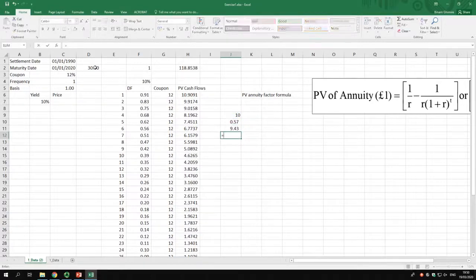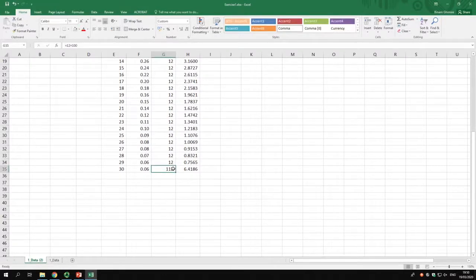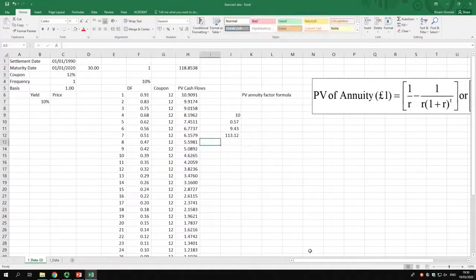Now this 9.43 is for 1 pound. What is it going to be for 12 pounds? Just multiply it by 12 and you get 113.12. But do not forget, in the end you are going to get this 100, which is not inside the 113. So that 100 needs to be discounted to bring it to today. It is discounted at r, again 10%, and you're going to get this 100 after 30 years, so 30 is there. Together these two give you 118.85, which is exactly the same as what you see here.